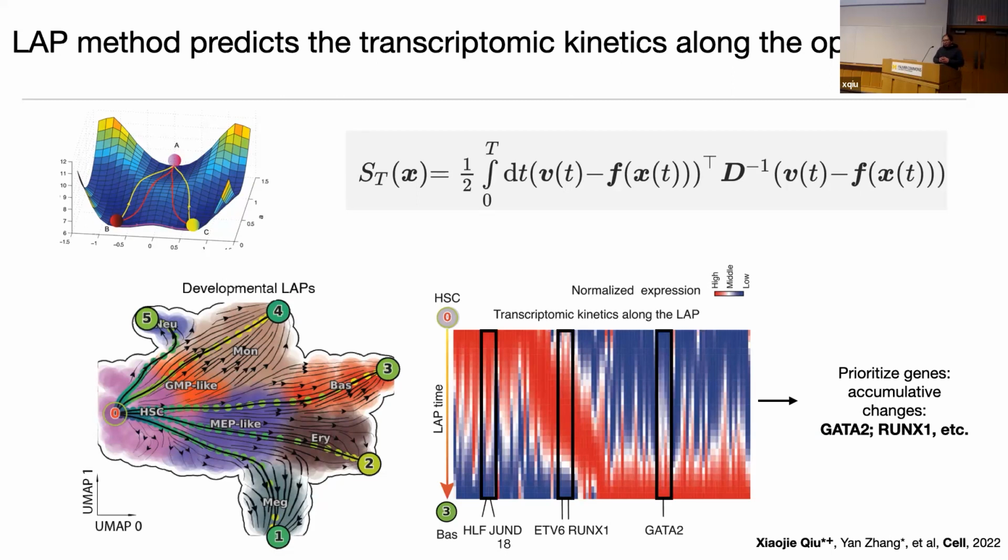So we can then calculate an integral that describes the accumulative change of the gene expression along the LAP, and then we can define a priority score. Using this priority score, we can identify GATA2 and RUNX1, just two known transcription factors that were previously shown to be related to the basophil lineage. Those genes are ranked pretty high in my method. So this indicates that using this least action path and also a prioritization approach, we are able to identify key transcription factors that may relate to the cell-fate transition.